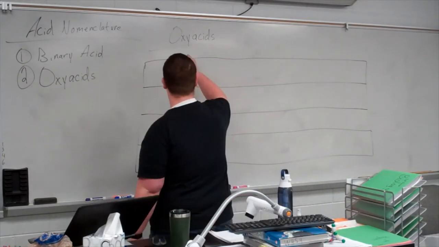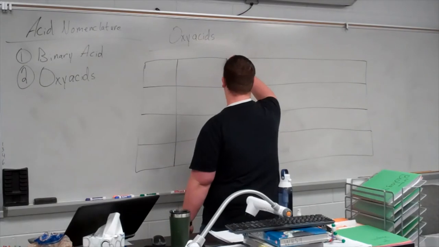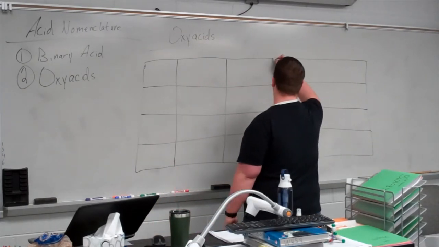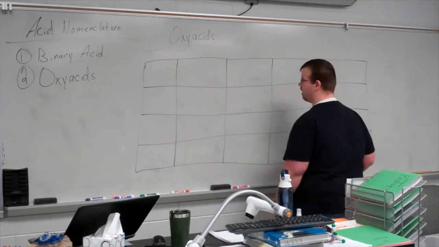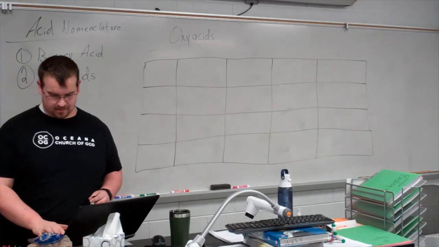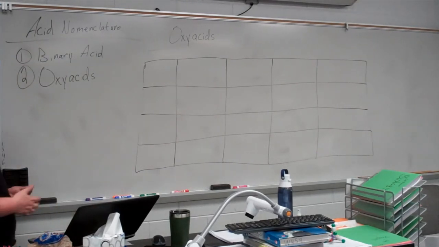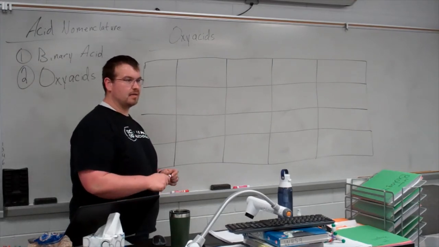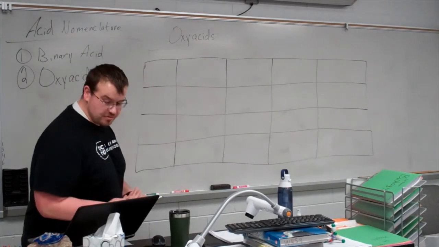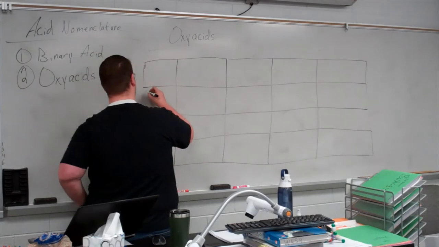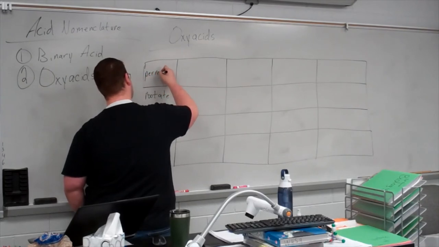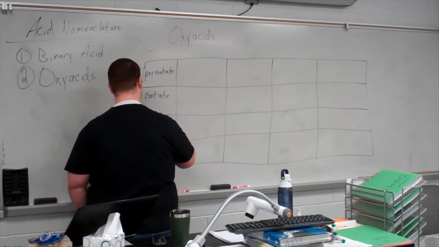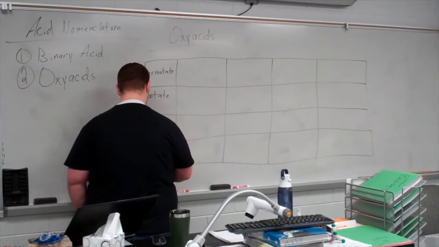Alright, so the changing of the ending. Okay. Here I've drawn a box, because this box is based off of what you've already seen before. You've been using this, this should be familiar to you. Per-root-ate, root-ate, root-ite, hypo-root-ite.